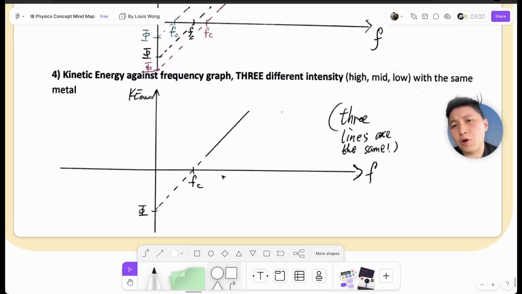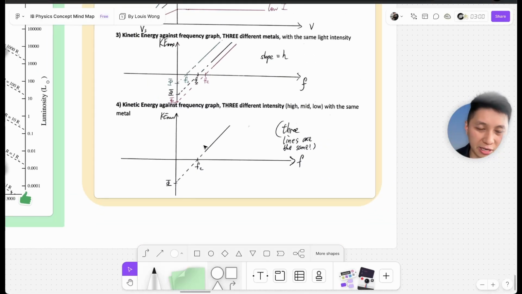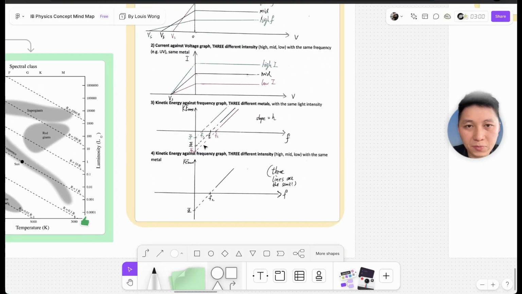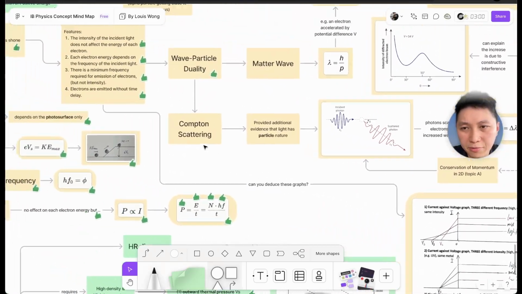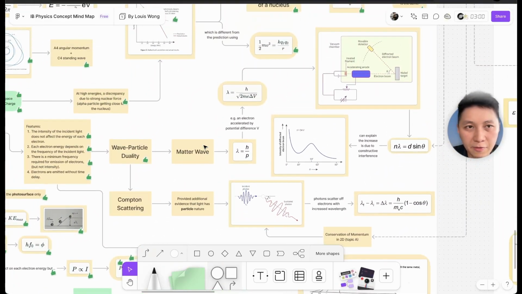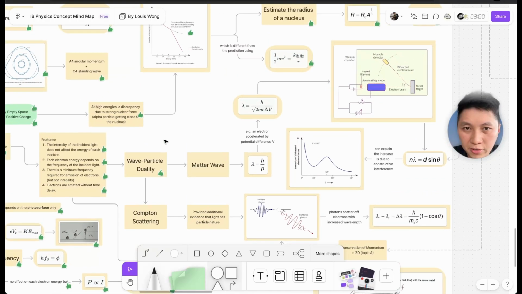Lastly, if you are asked to draw the KE against frequency graph with different intensity, high, mid, low, in fact, because intensity has no effect on the KE of each electron, it's just one line like this. So they are all the same in this case. This would be a very good recap, I guess. Maybe put yourself to the test and draw it yourself.